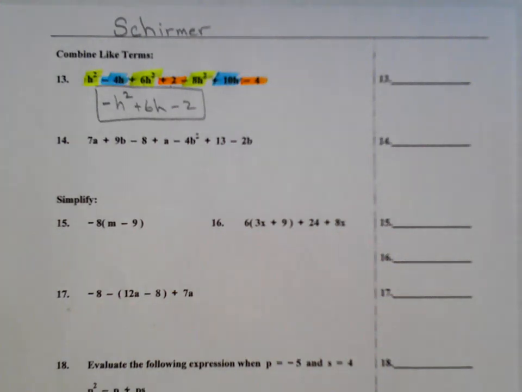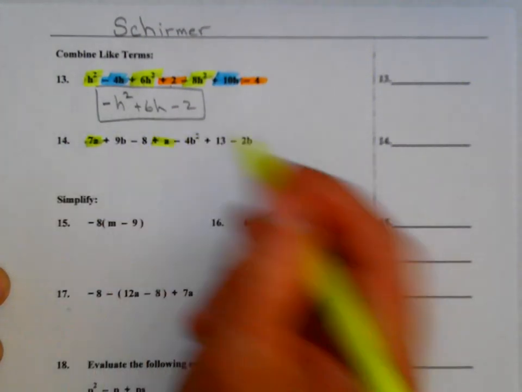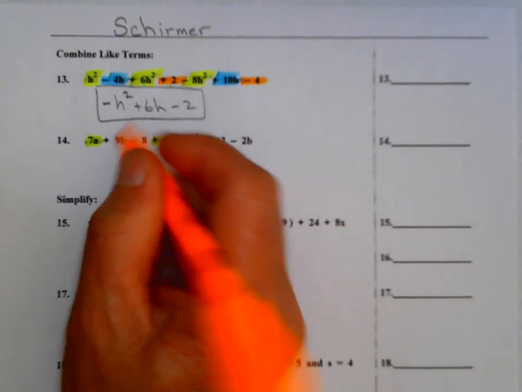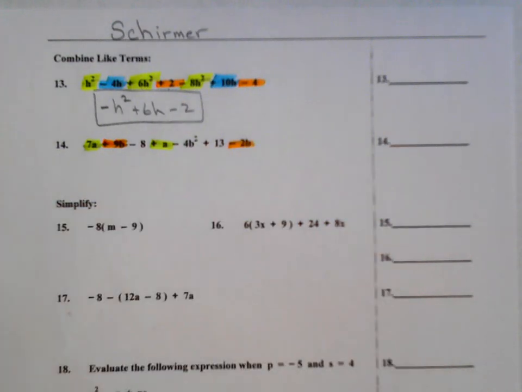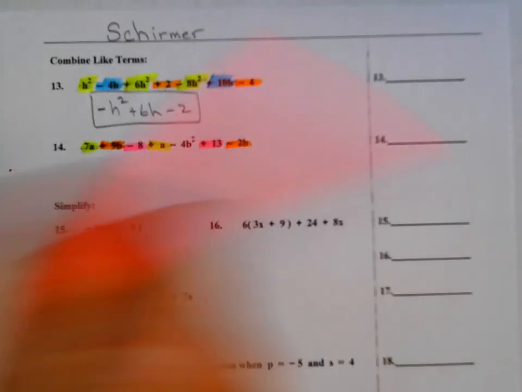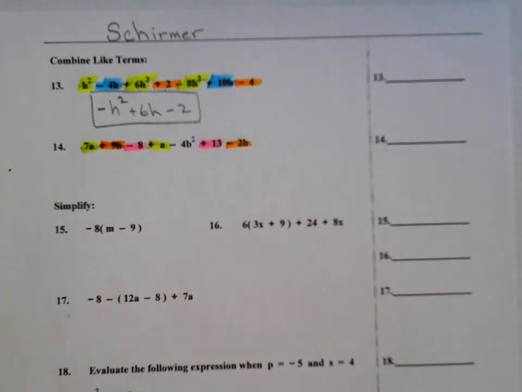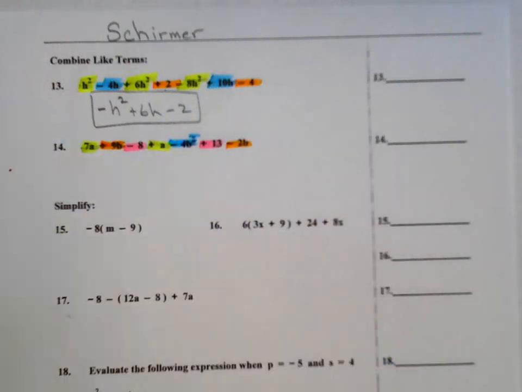Here we go again. All right, so we have A's. There's A's. There's A's. We have B's. There's B's. There's B's. We have constants, right? And then the last thing we have is this b squared, which is not the same as a b because that exponent of 2 makes it different.